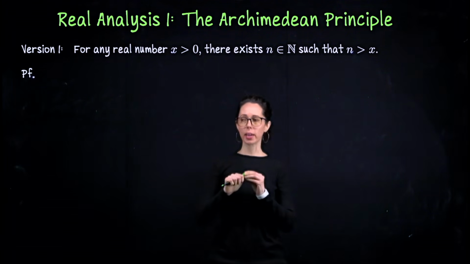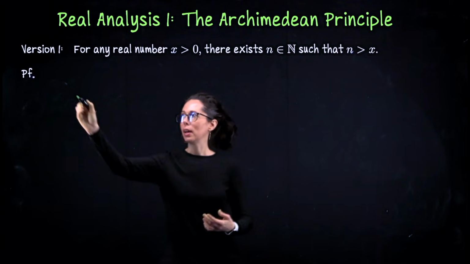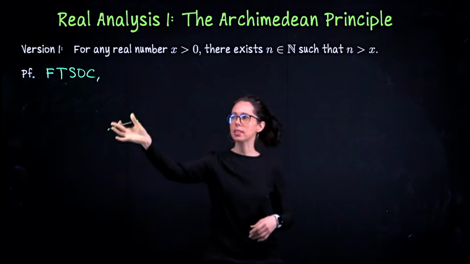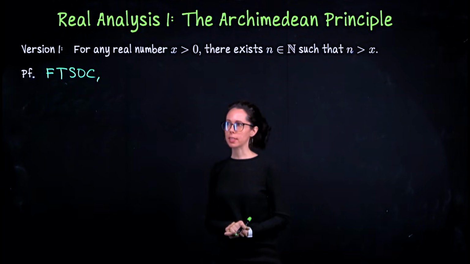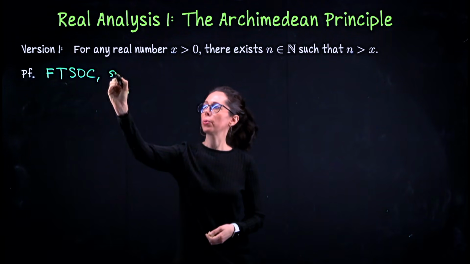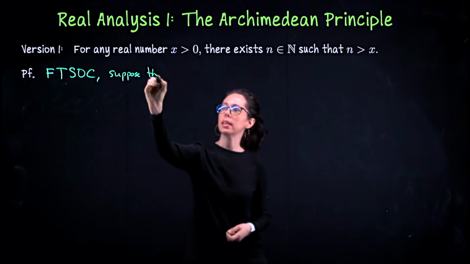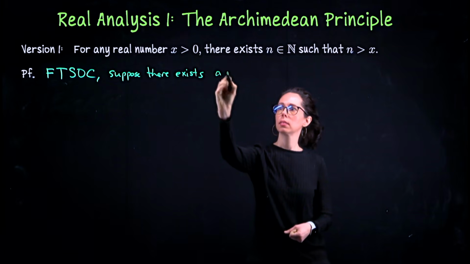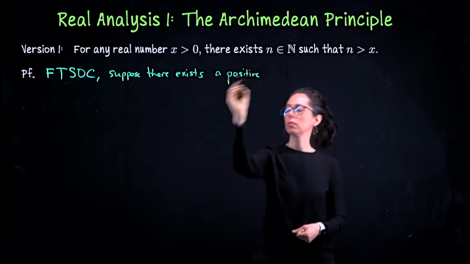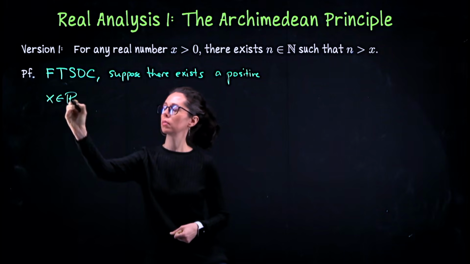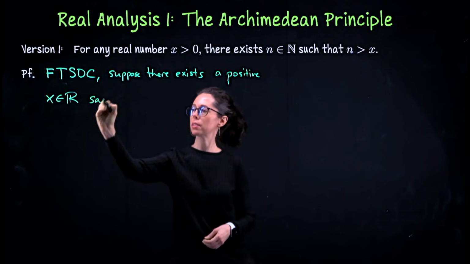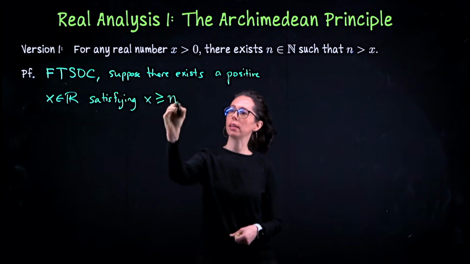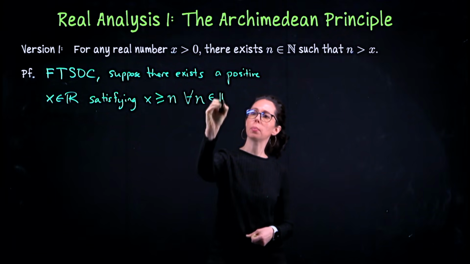This is going to be a proof by contradiction, so let's let the reader know that. I'm going to use my abbreviation FTSOC, for the sake of contradiction. So for the sake of contradiction, suppose there exists a positive real number x satisfying that x is greater than or equal to n for all n in the natural numbers.